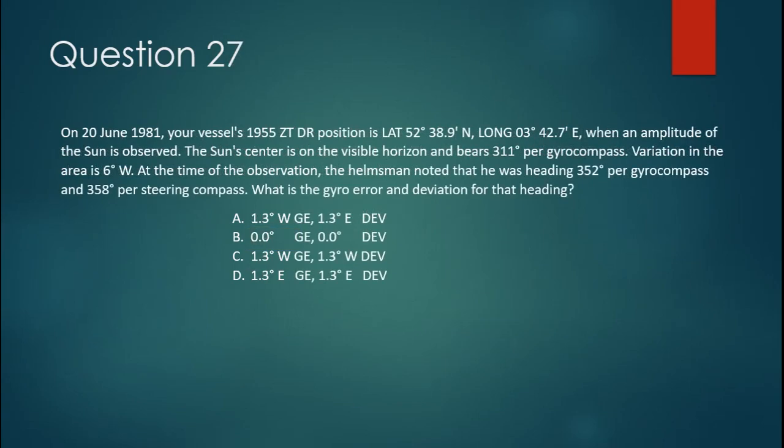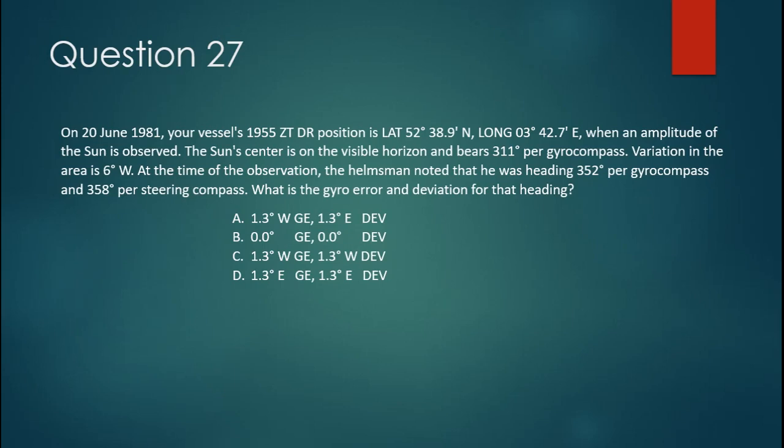Okay, question 27 and 28 are a little different from the rest. If you think back to lesson 1, we had a few problems that would give us a range in line at a certain bearing while the vessel was on a different heading. That's what's going on here. Our amplitude bears 311 degrees per gyro compass while we have a heading of 352 degrees per gyro compass. And it's asking us for the gyro error and the deviation on that particular heading.